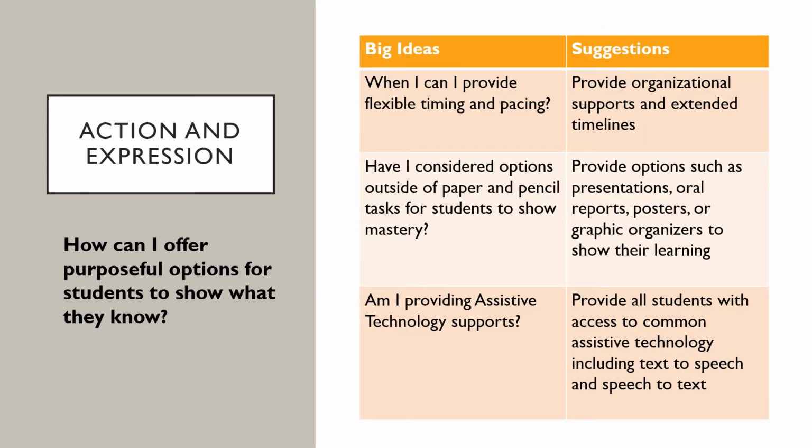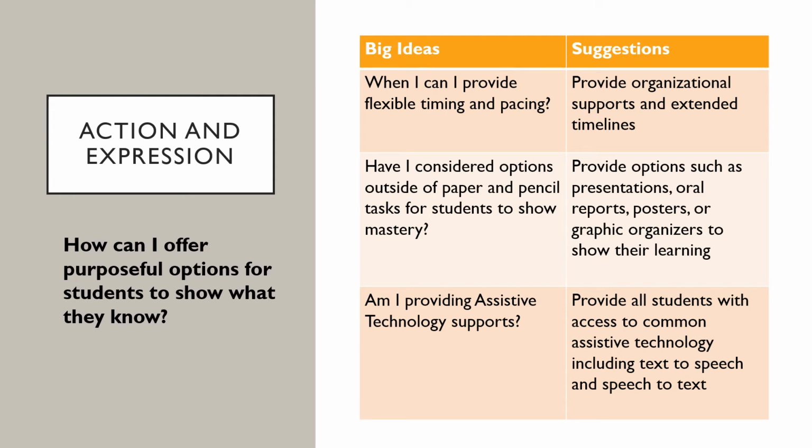Finally, the last principle, action and expression. And the big question here is how can I offer purposeful options for students to show what they know? It is really important that you are clear on what it is that students need to learn. Some big ideas you can consider is, am I flexible on timing and pacing of my instruction? Have I considered options outside of their traditional pencil and paper to show mastery? And am I providing assistive technology supports and making them available to everyone?